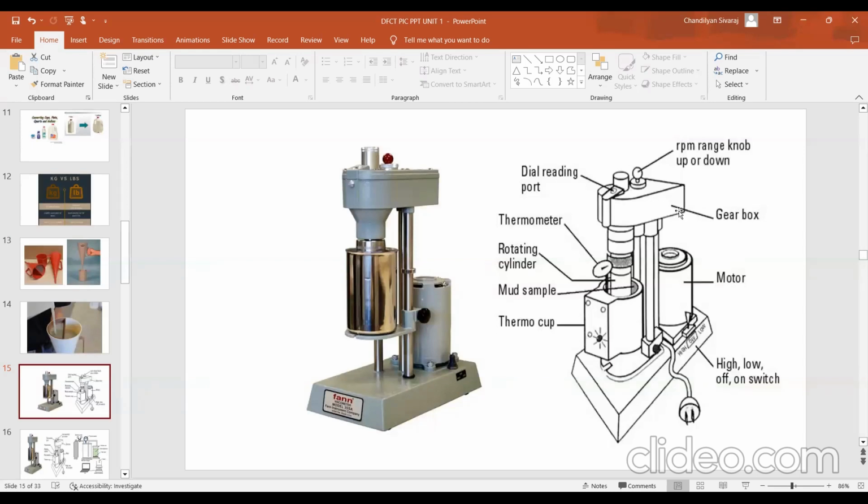When you keep the gearbox here, you can change the speeds, the RPM range. You can raise this knob up or down. When you keep it up, you can take 3 readings. When you keep it down, you can take 3 readings. This knob, when you lift it up, 3 readings, and when you bring it down, you can take 3 readings. That's put up on the next slide.